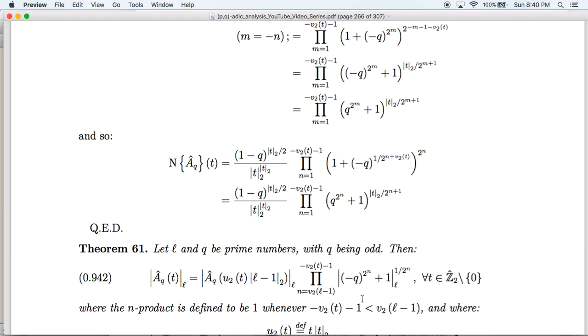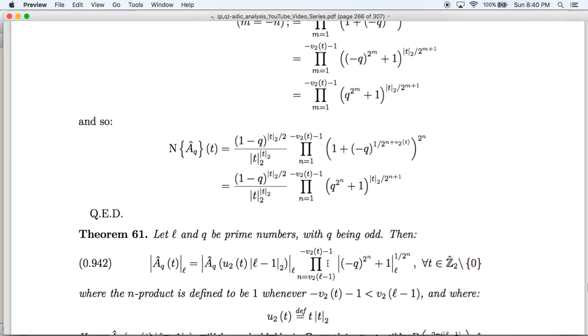Let L and Q be prime numbers, with Q being odd. Then the p-adic absolute value of aq hat of t is going to be the following. It's the p-adic absolute value of aq hat of u2 of t times the 2-adic absolute value of L minus 1 times this product. And here t is 0.